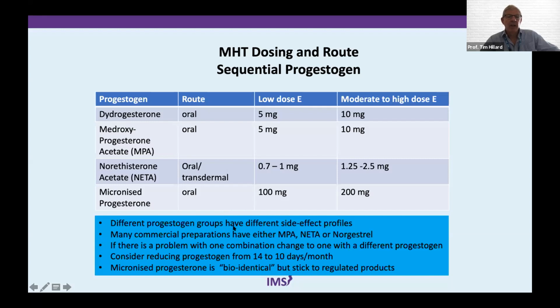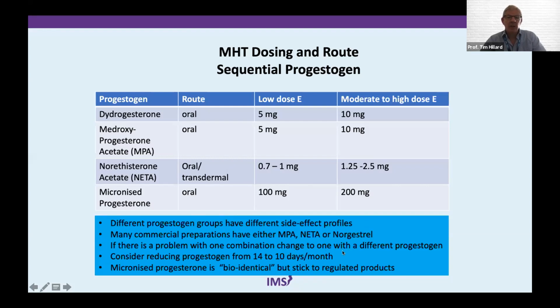It's important to recognize that different progesterone groups have different side effect profiles. So the norethisterone norgestrel type group have certain side effect profiles, where dydrogesterone and micronized progesterone may have different side effects. And just because a patient is getting side effects with one type of progesterone doesn't mean to say she'll get them with the other. So it's worth looking at the progesterone and, if necessary, changing the progesterone to find one that suits her better.